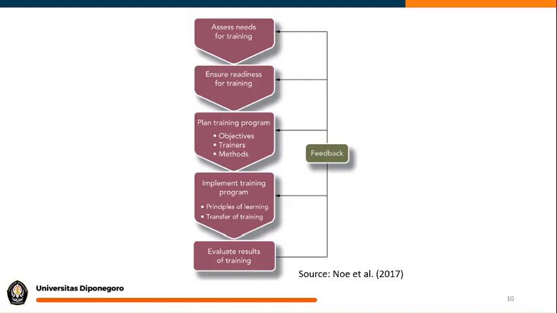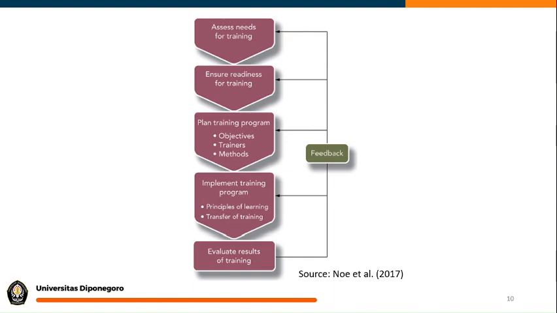After you successfully make sure that your employee is ready to do the training, you need to plan the training program. It involves deciding the objectives of the training program, and then selecting the trainers, and then choosing the appropriate methods to deliver that training.